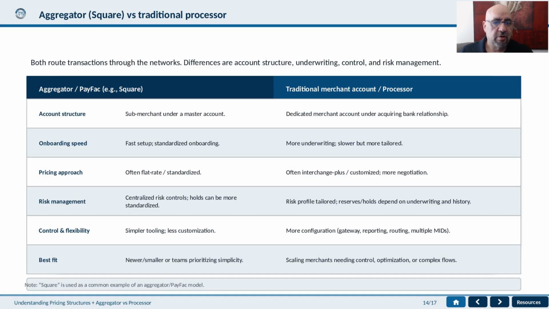Centralized risk control. Hold can be more standard. They will hold it. Risk profile tailored. Reserve hold depending on underwriter and history. Basically, they will hold money for no reason. Our risk department will reach out to see what's going on. If there's some kind of risk issue, we need to put a hold on it, or they're willing to put a reserve, saying, okay.